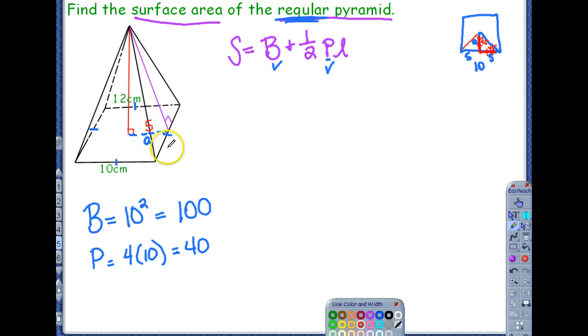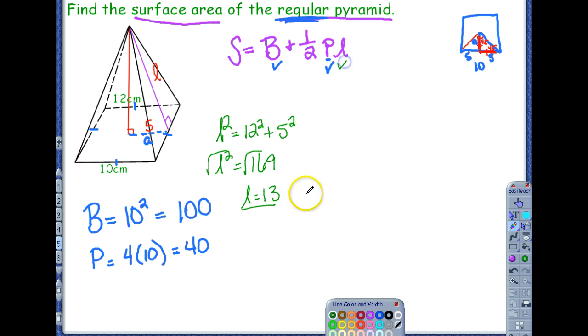All right. Now, right now I have that the height is 12. The apothem was 5. We needed the slant height. So I'm thinking use the Pythagorean theorem, because this is a right triangle. And we're trying to find the hypotenuse. So let's say L squared equals 12 squared plus 5 squared. So L squared is equal to 169. And then L is going to be 13. So that's the slant height.